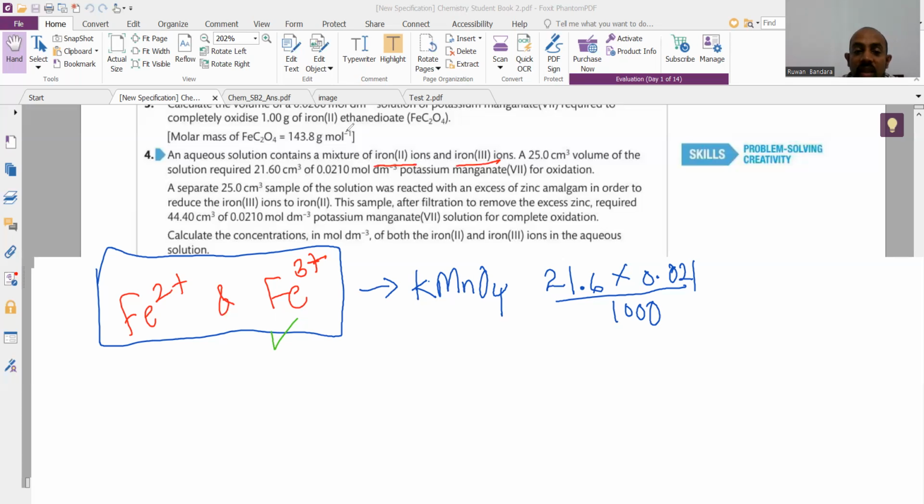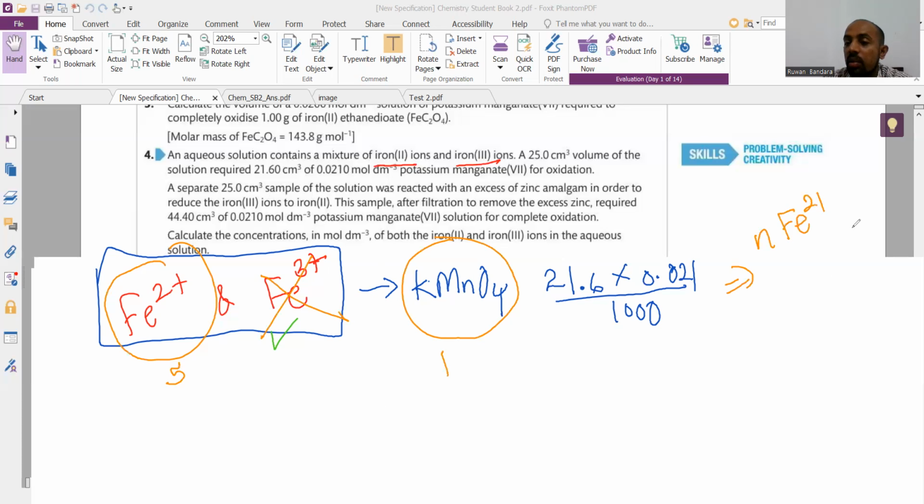KMnO4 is an oxidizing agent, so it can only oxidize. Fe3 plus is the highest oxidation state, it will not oxidize. Therefore, this will not react with KMnO4. So only Fe2 plus will react with KMnO4 with the ratio of 5 to 1, the same ratio. So from these, you can find the moles of Fe2 plus.